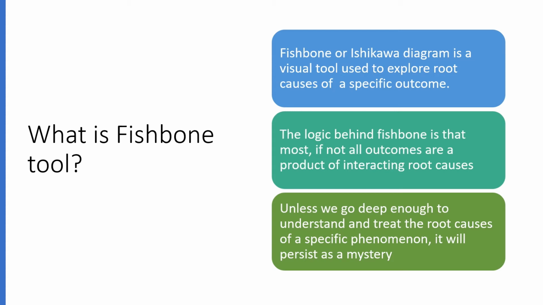Hello everyone. Have you ever wondered if a problem that you are facing in your work is a real problem or not? Fishbone or Ishikawa diagram is a visual tool that is used to generate the root causes of a specific outcome. What does this mean? Outcome here means either a problem that we are facing or maybe an effect that is a consequence of a process.